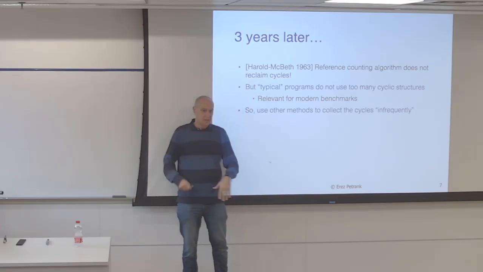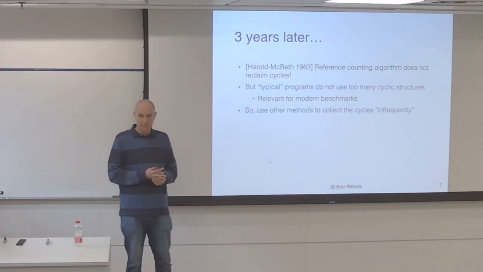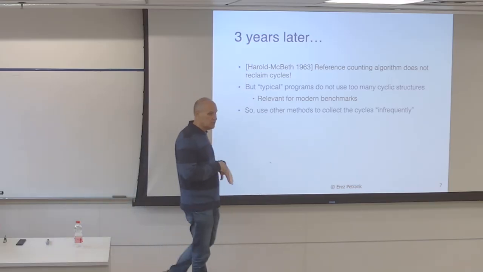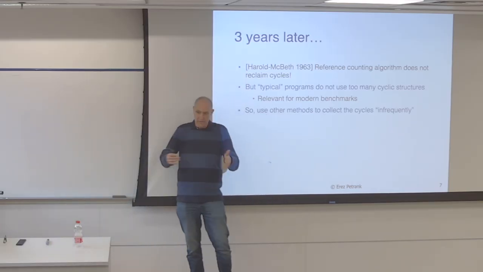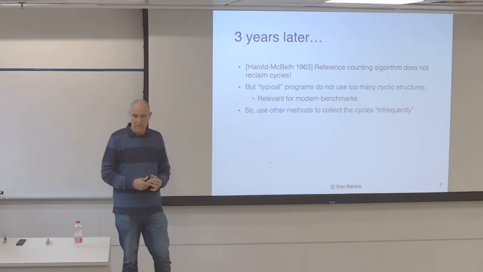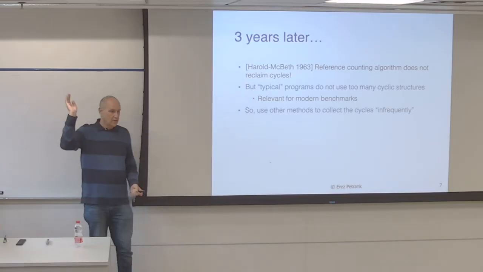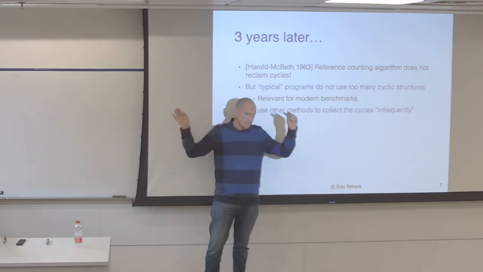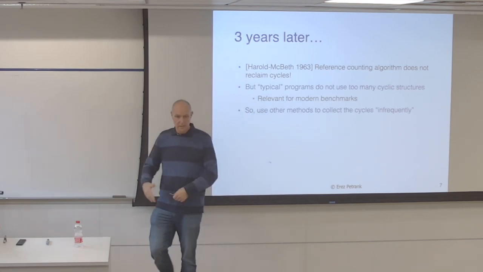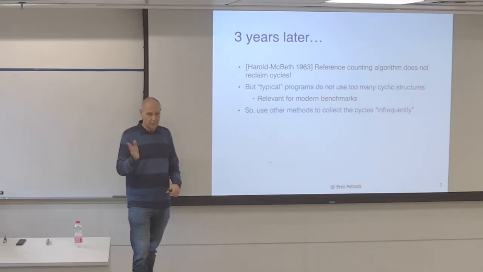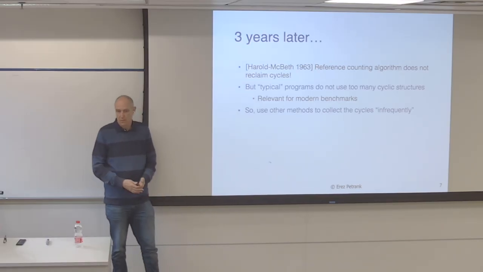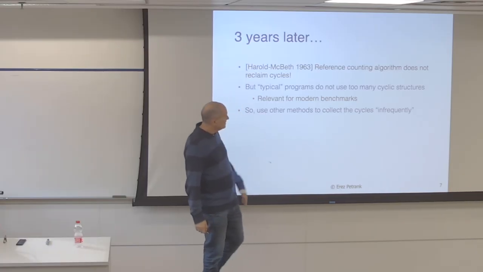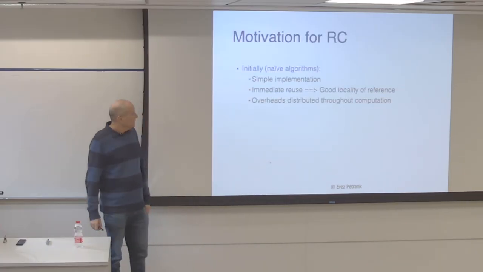Among other methods, we could once in a while run mark-sweep. Mark-sweep does not care if the reclaimed objects are in cycles or not. It never touches the reclaimed objects. It just traverses everything that's reachable from the roots. The rest could be anything, could be cycles, could be whatever you want. It's just reclaimed in sweep because it's not marked. And so you could use mark-sweep to reclaim cycles infrequently.